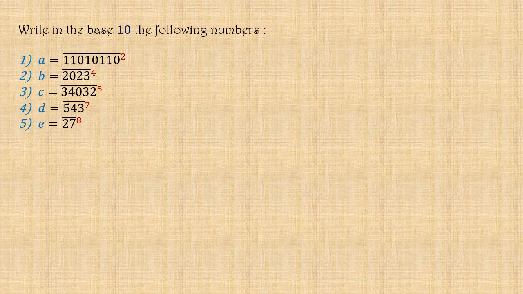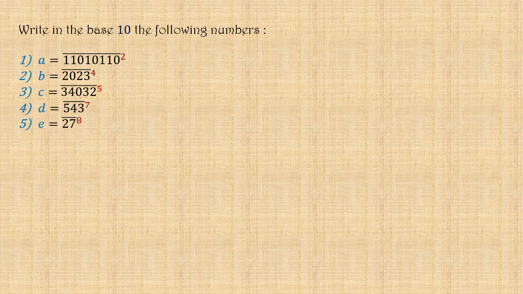In this video we will see how to convert the scripture of a number from the bases 2, 4, 5, 7, and 8 to the base 10. So we have 5 numbers. The first of them is the number A, which is written in the base 2 as 1, 1, 0, 1, 0, 1, 1, and 0.